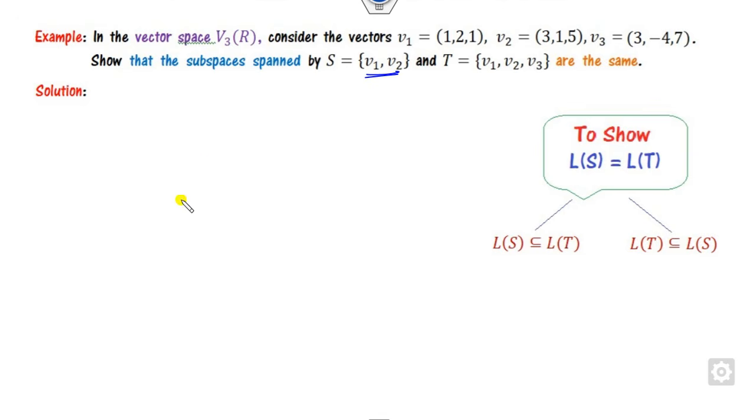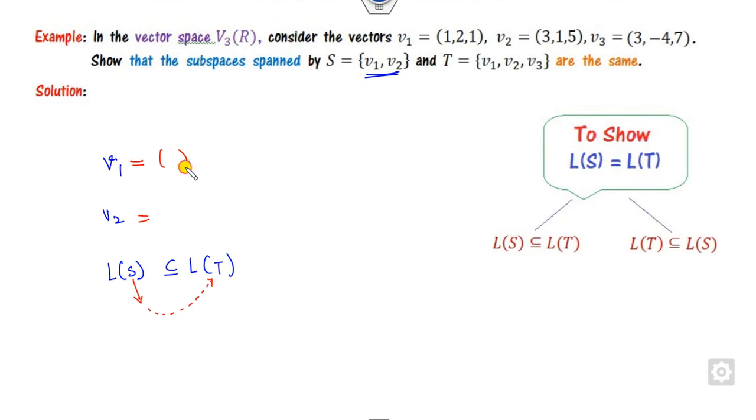S is the element of V1 and V2. Firstly, my target is to write this one. What can you prove? In order to prove this, you can take every element of S and check if it can be written in the form of the linear combination of T. This means it is an element of the span of S.